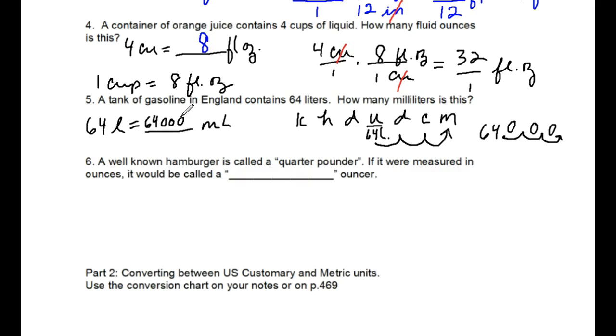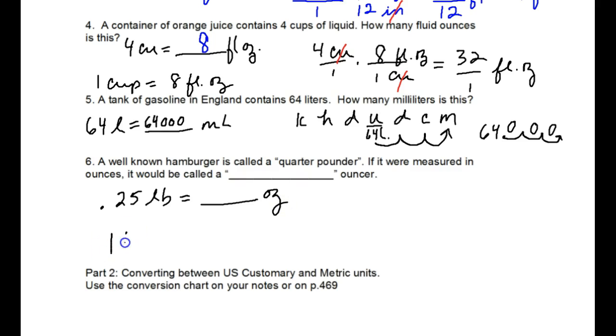Last one here on this side. A well-known hamburger is called a quarter pounder. If it were measured in ounces, it would be called a how many ounces. So we want to take a quarter pound and convert it into ounces and see what it would be. So a quarter pound is 0.25 pound. That's a quarter. And I want to change that and see how many ounces that is.